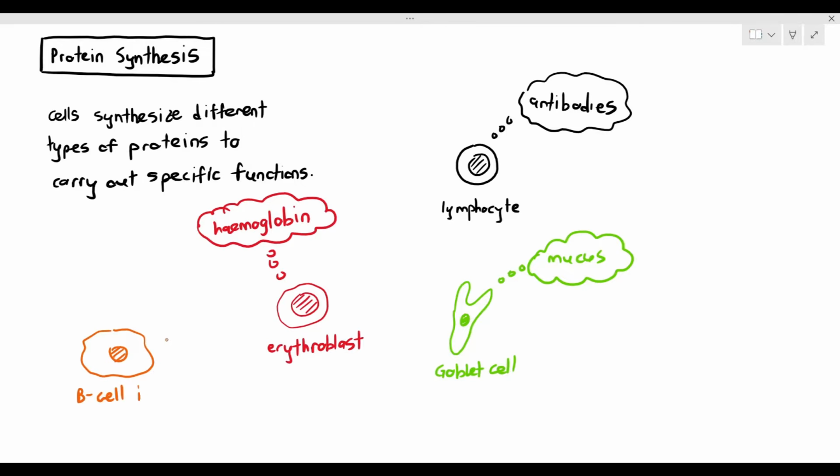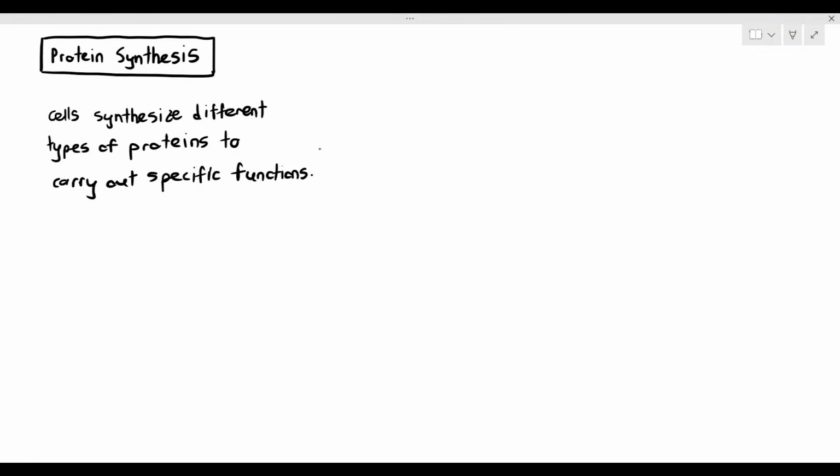And last but not least, beta cells in your pancreas have to synthesize proteins known as insulin, which helps to control our blood glucose concentration. So these are specific cells in our body, and they produce specific types of proteins that carry out specific functions. So the antibodies, mucus, hemoglobin, and insulin are all proteins, but they all have different structures and they all have different functions. As we've discussed a little bit in chapter 2 when we talked about amino acids and proteins.